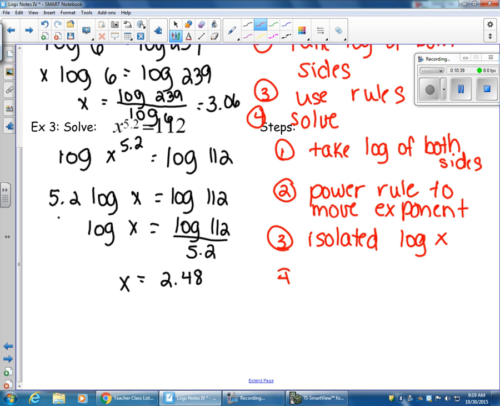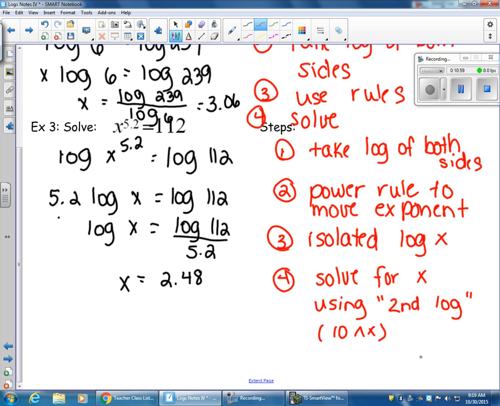So our last step: solve for x using second log, which is also the 10 to the x power button. Okay, next page.